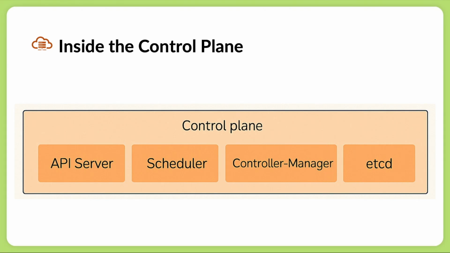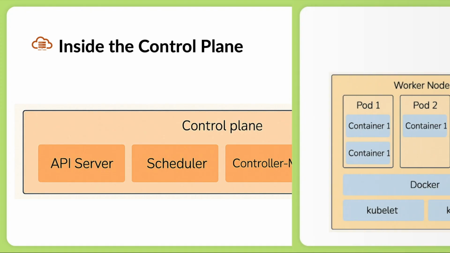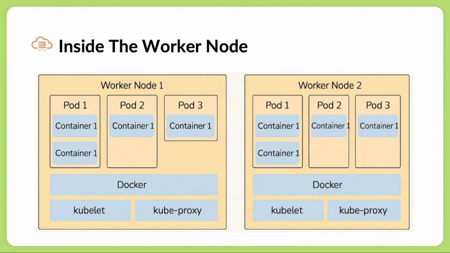So these are 4 important components of the control plane, and they all work together to make sure a container is working as expected. Now let's go ahead and see what is inside the worker node. In the worker node we have three components. One is the kubelet, then Docker and kube-proxy. Now let's understand these one by one. First, let's start with the kubelet.